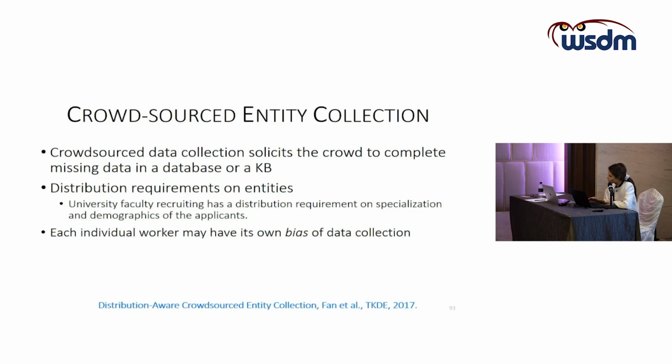And naturally, what we want is to have these points of interest uniformly or evenly distributed in an area instead of having a skewed spatial distribution over a specific location. And because we're dealing with the crowd, and the crowd has an open world nature, each individual worker may have their own bias of data collection and answering to the requests. So what we want is an effective and adaptive way of selecting these workers such that we can achieve the data distribution that we have in mind.